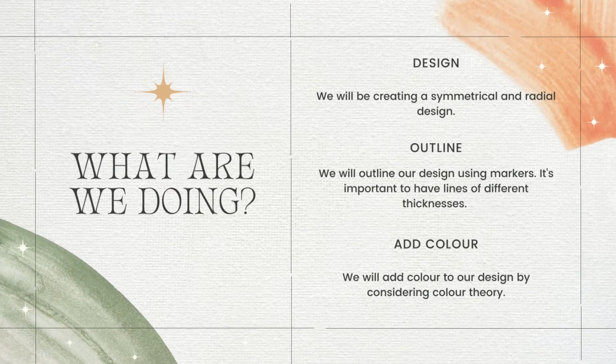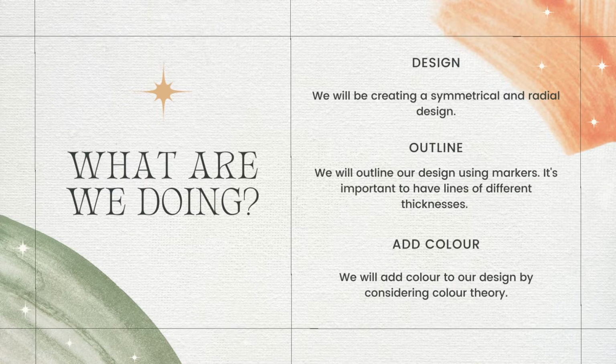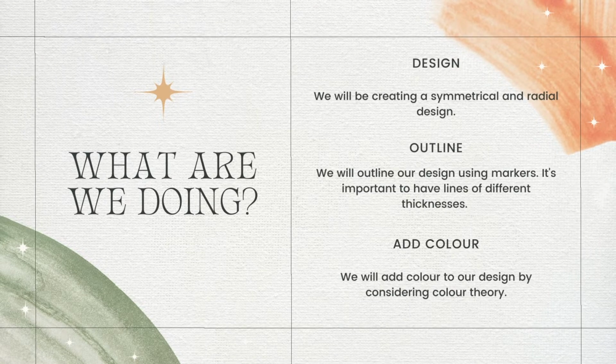So what are we doing? We're going to be creating a symmetrical and radial design, and then we're going to outline it with markers, and we're going to attempt to make sure that we have different thicknesses of lines. And then finally, we're going to add color to our design. We're going to consider color theory. Before you add color, make sure that you watch my video about colors and feelings.